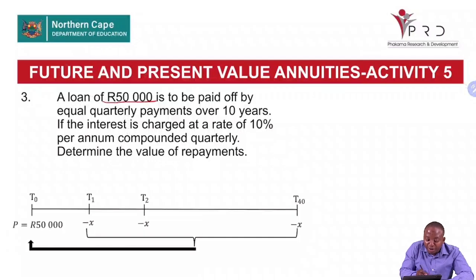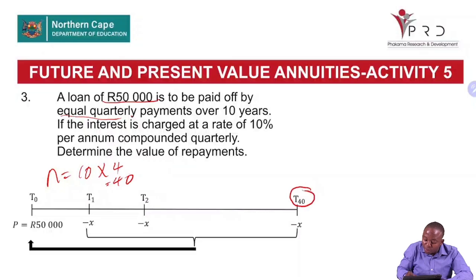A loan of 50,000. I received the loan of 50,000, which is our present value. It is to be paid off by equal quarterly payments over 10 years. So our number of payments is 10 years multiplied by the compounding, which is quarterly, times 4, which is 40. So our N is 40. That means we're going up to T40.